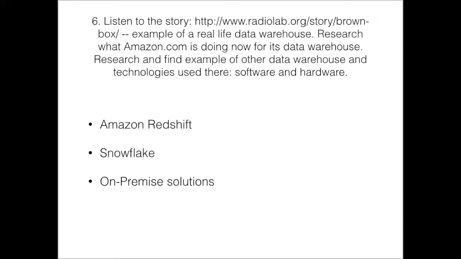So Amazon.com right now has this product called Redshift, which is its data warehouse product. Now there are some really cool things about Redshift. They're calling it a fast, fully managed, petabyte-scale data warehouse that makes it simple and cost-effective to analyze all your data using your existing business intelligence tools.